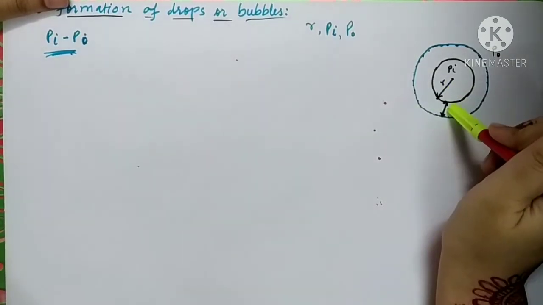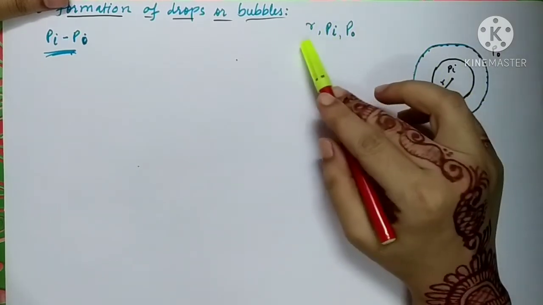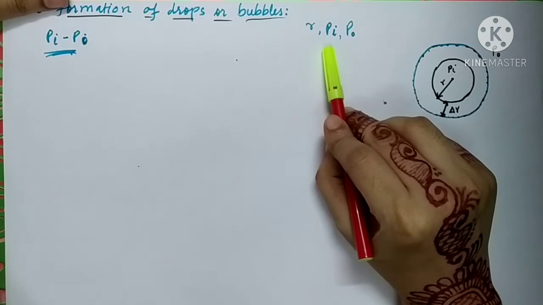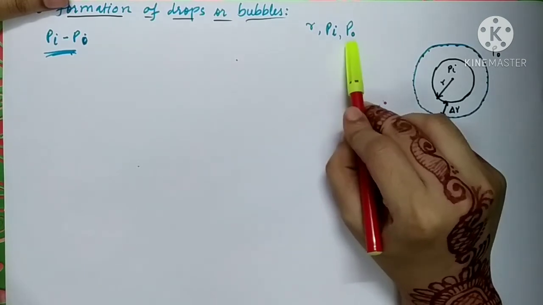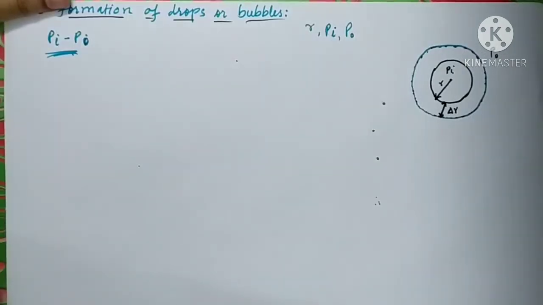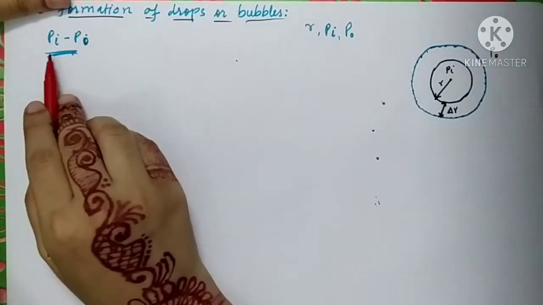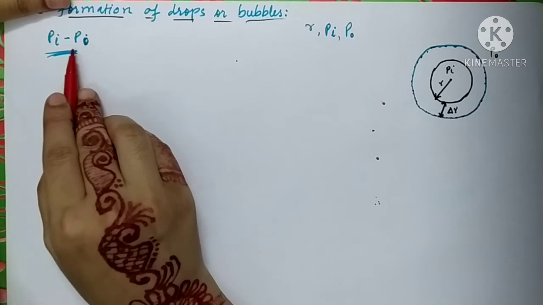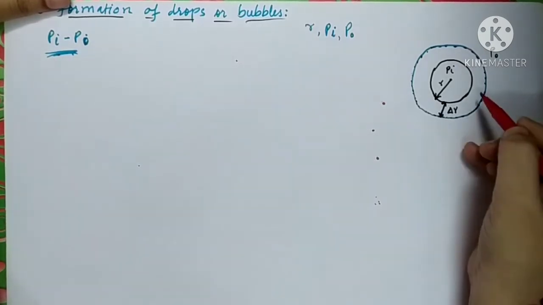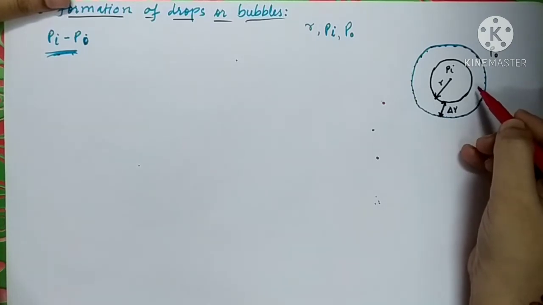First and foremost, consider a liquid drop of radius r. Let Pi be the pressure inside the liquid drop and Po the pressure outside it. So excess pressure will have the equation Pi minus Po. We'll have to find its derivation. So how are we going to find out?